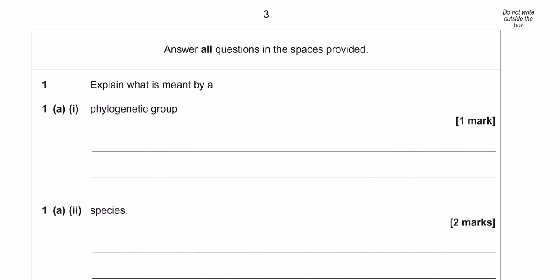Okay, on to question 6 in your exam pack. This question, explain what is meant by a phylogenetic group, for 1 mark. Well, the answer needs to mention that the group is according to evolutionary links or evolutionary history or relationships or a common ancestry. You can't say things like they're closely related or characteristics that are similar or genetically similar. It really wants you to talk about evolutionary links.